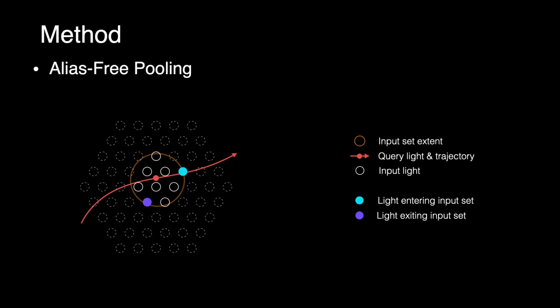We create a pooling method called Alias free pooling to solve this problem. We apply different weights on the input light depending on its distance to the query light, and set the weight at the boundary of the input set to be 0. In this way, even though the input images are changing, it is weighted as 0, and will not affect the final prediction.